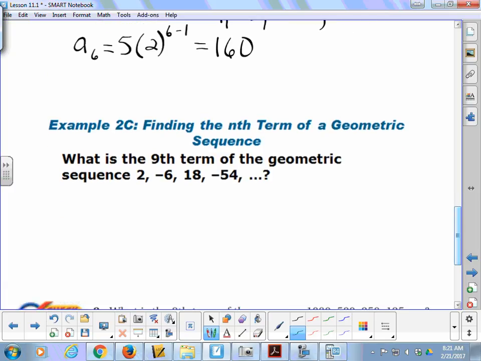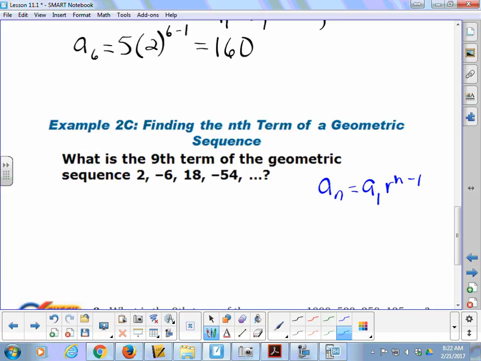So what is the ninth term of the geometric sequence when all they do is give us the sequence itself? So remember, we're still looking at a sub n equals a sub 1 times r to the n minus 1. Right? So we still need to find each of those numbers.